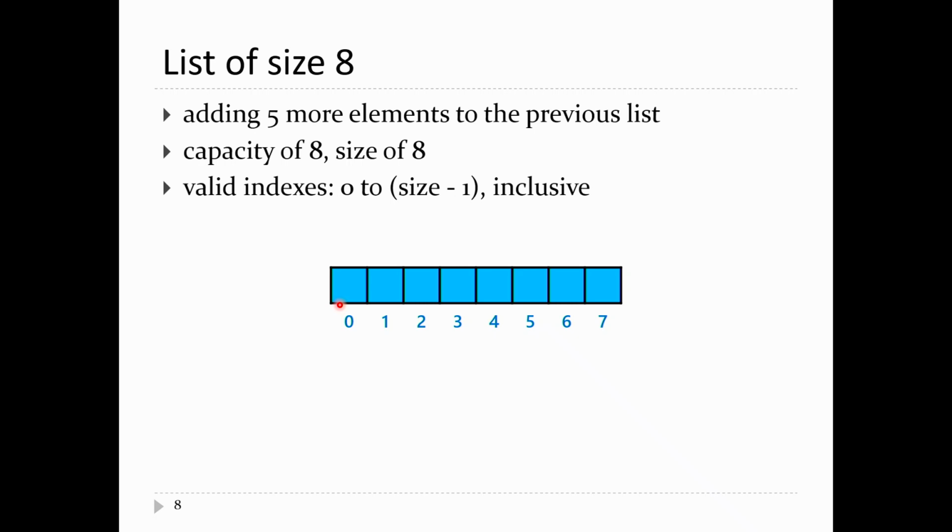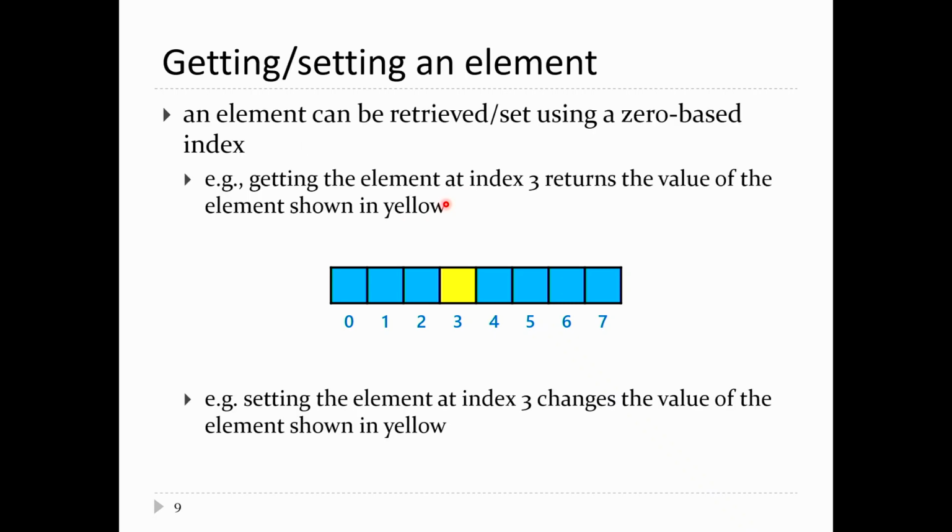And what are the valid indexes? Well, they're from 0 to size minus 1. You all know this. Okay. Getting or setting an element. So in a list, like an array, you can get or set an element by its index. So if I want to get or set the element at index 3, that will either return the value at index 3, or it will change the value at index 3. So the one in yellow.